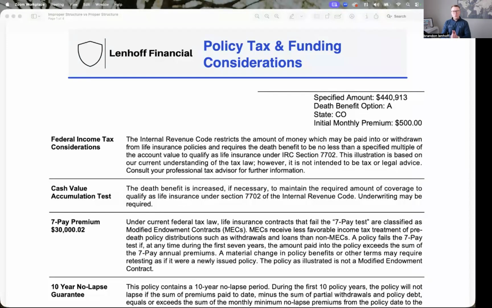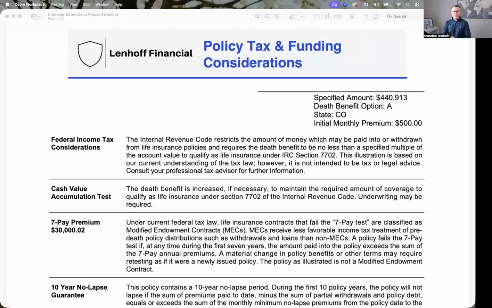Today, I'm going to go through an example of a policy that was structured incorrectly. Unfortunately, at our agency, every single week we get clients that send in copies of their policies that they purchased from agents outside of our agency, and they want us to review those policies. And unfortunately, a lot of times we are finding out that the policies are not structured correctly. They are structured for max commission for the agent instead of max cash accumulation for the client.